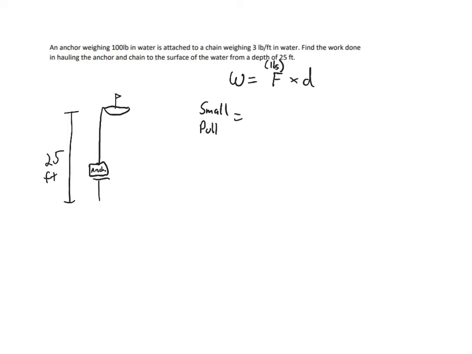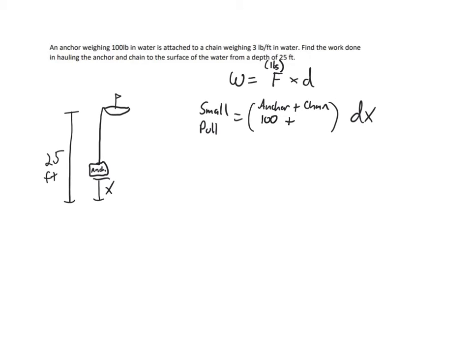So at some moment, this thing is x feet up, right? And we're pulling it. We want to think about our next pull and the force that's being applied there. The force is going to be the weight of the anchor plus the weight of the chain. And then we're going to multiply that by the distance of the small pull. The distance is going to be dx. So the weight of the anchor is not changing. It is a constant weight. It's going to be 100 pounds no matter what.